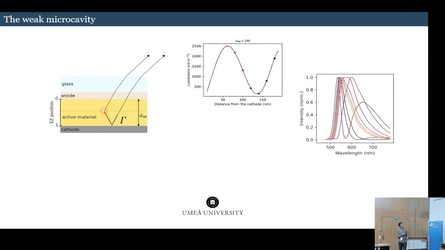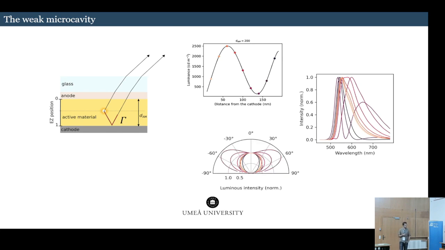Not only in the luminance, we will see also differences in the spectral shape, because we have this interference, essentially, and we also see differences in the angular dependence. And what I'm going to show is how we can use these properties to reverse and track where the emission zone comes from.